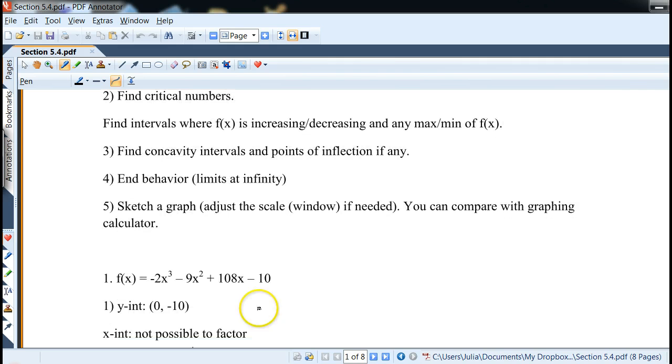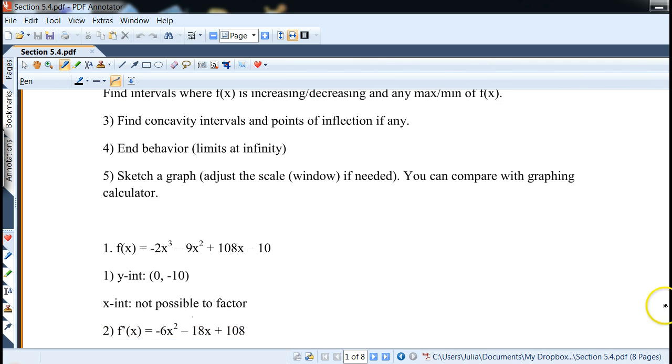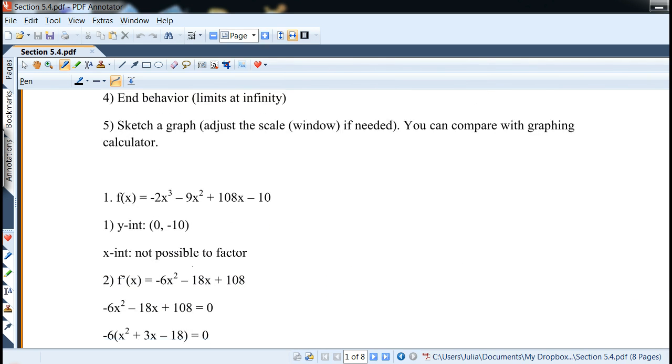So here's an example, and I'm trying to be true to the homework. Here it has some big numbers, large numbers, so I wanted to provide a similar example. So here we have f of x equals negative 2x cubed minus 9x squared plus 108x minus 10. The y-intercept is usually the constant, so x is 0, so we have (0, negative 10). X-intercepts, well, you can try, but it does not look factorable, so we're just not going to list them. Okay, let's proceed to step 2 with the first derivative.